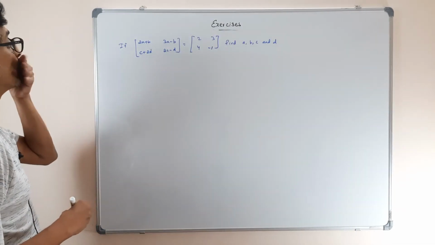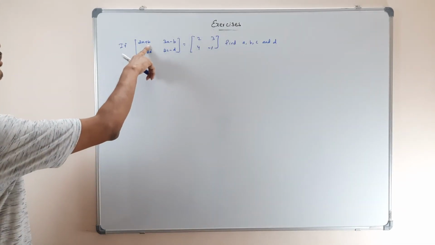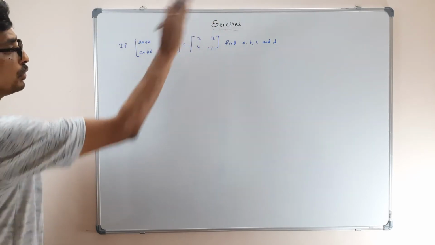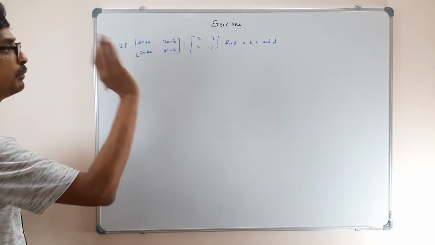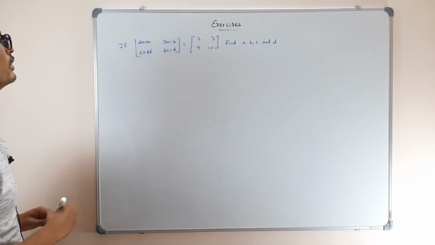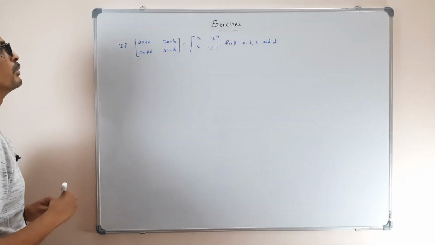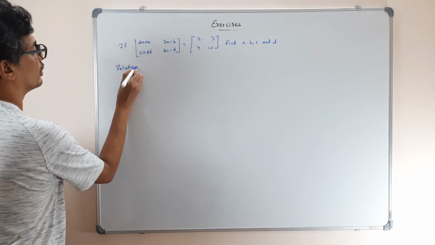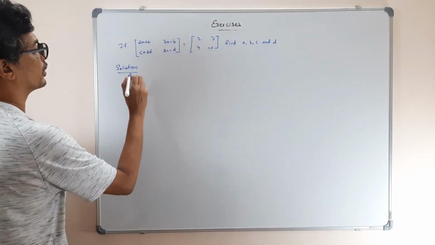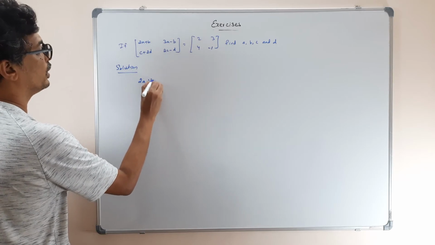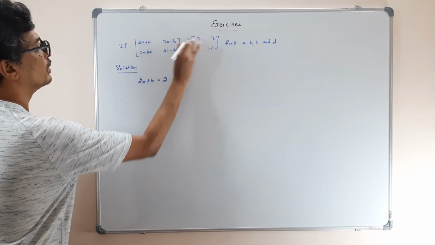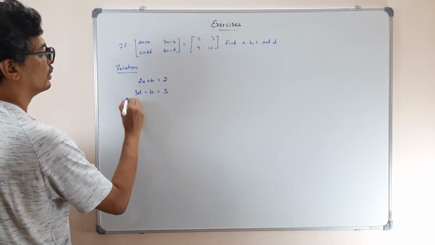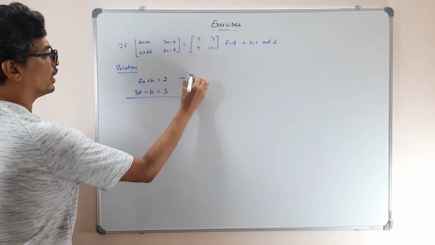Let us do this problem. If the matrix with entries 2A plus B, 3A minus B is equal to the matrix 2, 3, 4, minus 1, find A, B, C and D. This is simple because you will equate element by element, right? So, solution. This element: 2A plus B equal to 2, right? And 3A minus B equal to 3. Let me call these 1 and 2.